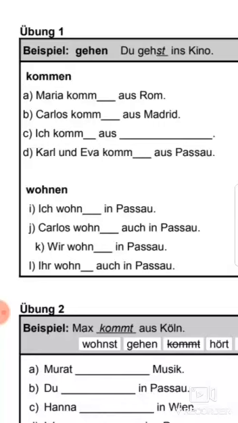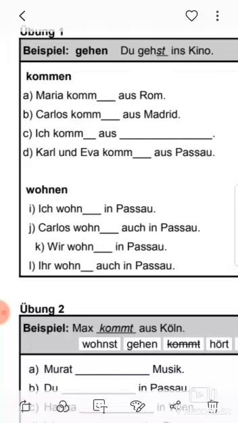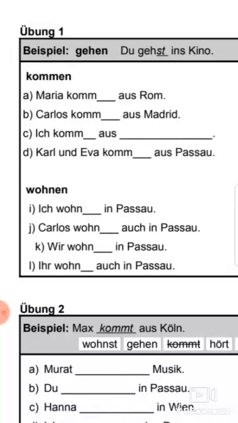Carlos wohnt, you will add T, auch in Passau. Wir wohnen, we live, so for we, you will add EN. Ihr wohnt, for ihr, you will add T, WOHNT.